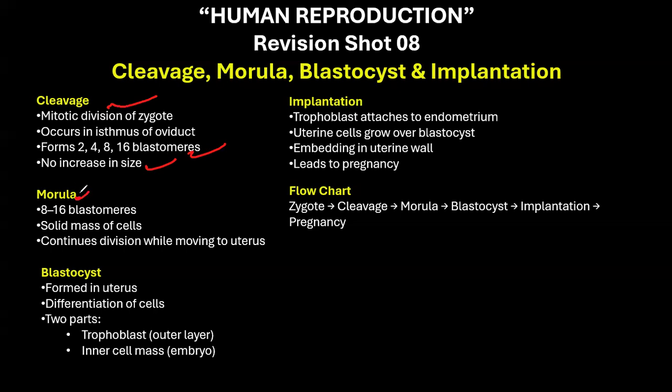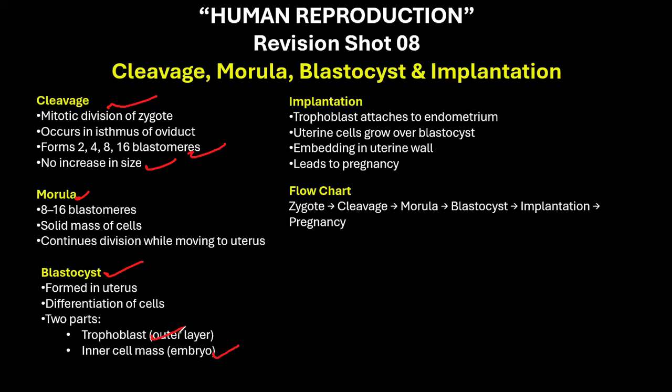Now morula. After these blastomeres, we'll talk about morula. When the embryo consists of 8 to 16 blastomeres, it's called morula. The morula resembles a solid ball of cells and continues dividing while moving towards the uterus itself. Then blastocyst formation. As the morula enters the uterus, it transforms into a blastocyst. The blastocyst shows cell differentiation, where you have the trophoblast layer, the outer layer, and the inner cell mass.